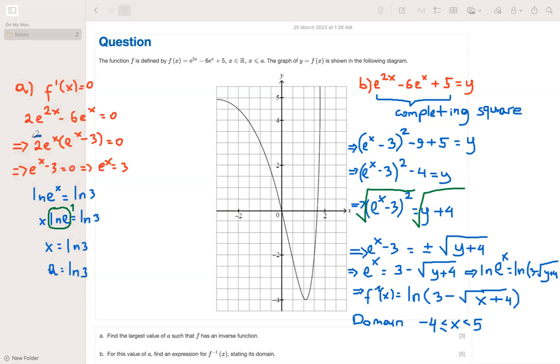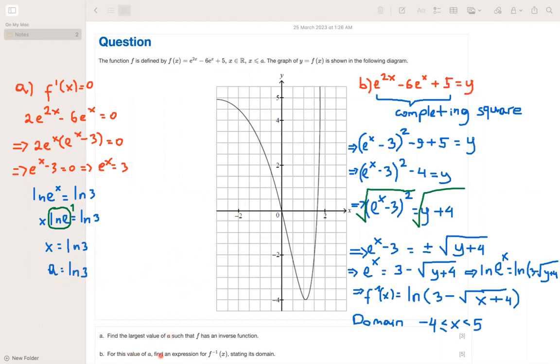Now, in this case, either 2e power of x is equal to 0 or e power of x minus 3 is equal to 0. The first one won't give me anything, so I'm going to use the second one, e power of x minus 3 equal to 0. I move this to the right side, that becomes positive, and I take the ln of the left and right hand sides. Once you do that, this x will move to the front. ln e is 1, we know that, and ln 3 is going to be on the right side. So x will be ln 3, which is the same as a. So my a will be ln 3.